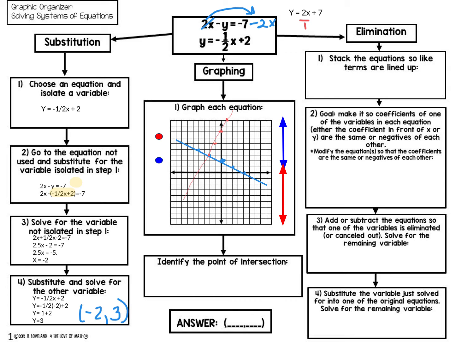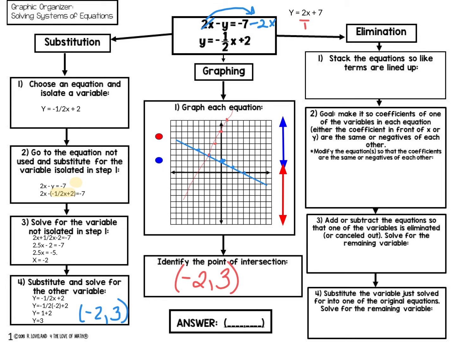Okay, now I need to look at the point where they meet. Here's the point where they meet. Well, that point is -2, up 3. So the point where they meet is going to be -2, 3. You should notice something right now. It's the same answer I got here. I'm proving to you right now that no matter which method you use, you will get the same answer.